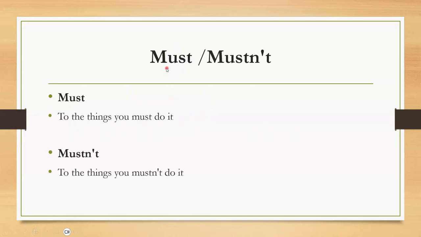Okay. Now, we want to know about the use of must and must not. What is the meaning of must and must not, and when can I use them? Must is for the things you must do. Must not is for the things you must not do, to avoid them. Okay.